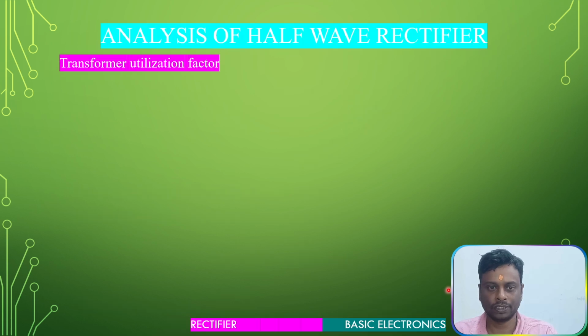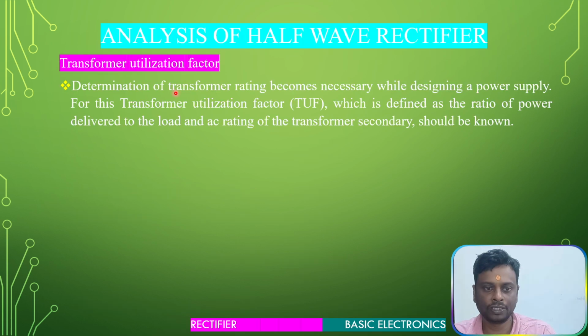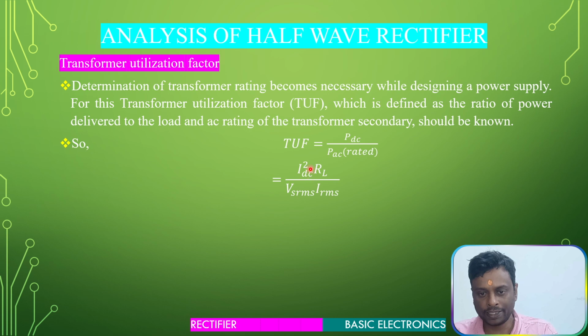So next is the transformer utilization factor. The transformer rating becomes necessary while designing the power supply. The transformer utilization factor is defined as the ratio of power delivered to the load to the AC rating of the transformer secondary. So the transformer utilization factor equals PDC by PAC rated. IDC square into RL is the DC power, divided by the transformer rating, that is the secondary of the transformer, VRMS into IRMS.